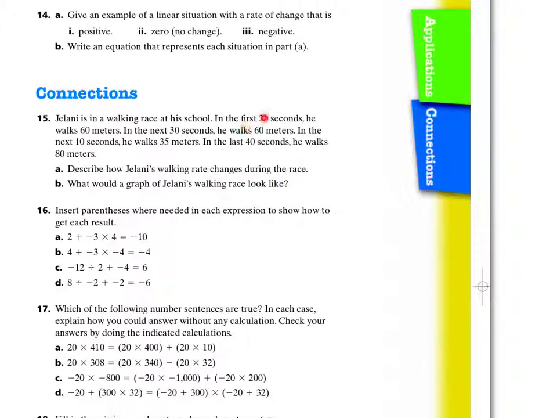As you can see here, in the first 20 seconds, Jelani is walking at about 3 meters per second. And the way I figured that out is I did 60 over 20, and that equals 3 meters per second. So he starts off at 3 meters per second, and then in the next 30 seconds he's going to also walk 60 meters. Okay, so 60 over 30, that's about 2 meters per second.